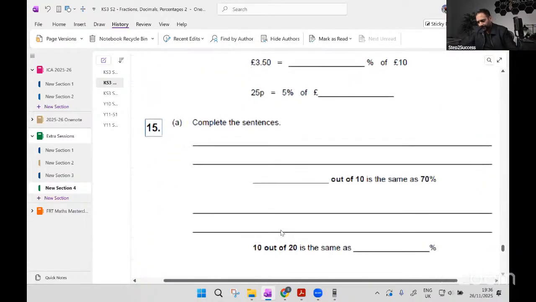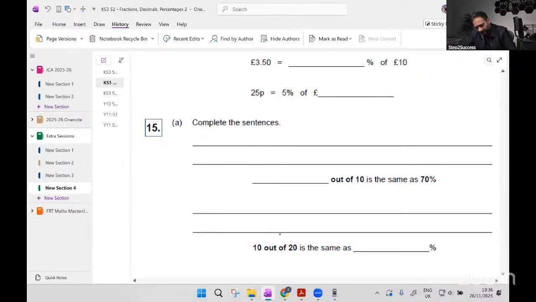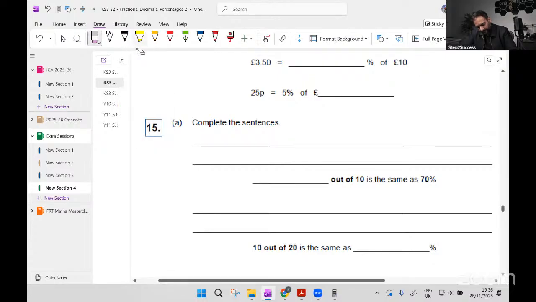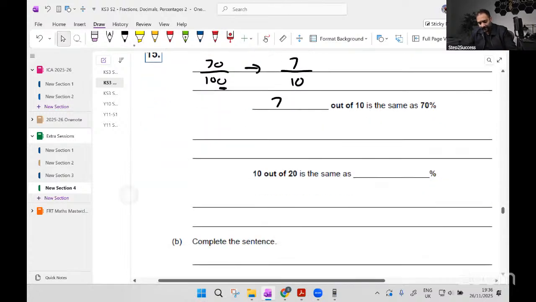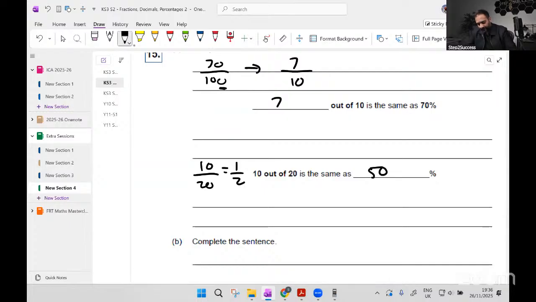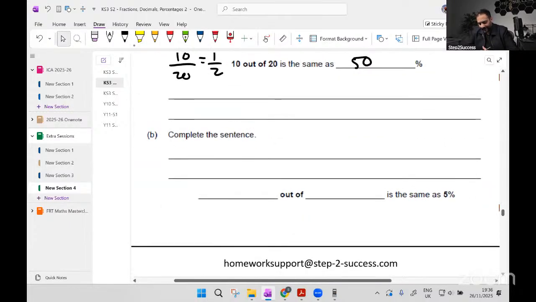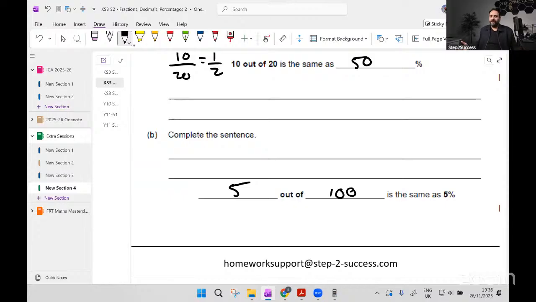Something out of 10 is the same as 70%. Well, look, 70% is 70 over 100. If I need this to be out of 10, then I would just take a zero off this and take a zero off the top one as well. 7 out of 10. 10 out of 20, well, 10 over 20 is a half, right? And what's a half as a percentage? 50. Complete the sentence. Something out of something is the same as 5%. I would just put 5 out of 100 because it's just the easiest answer. Because 5 out of 100 is the same as 5%.